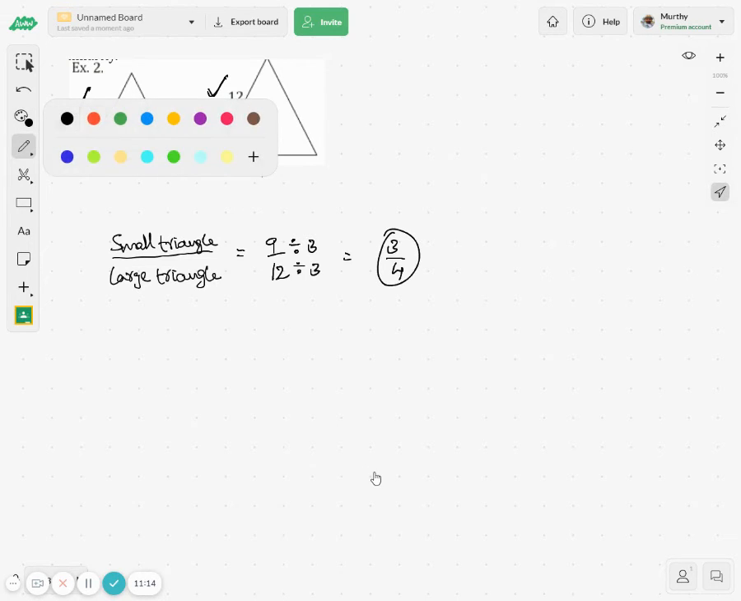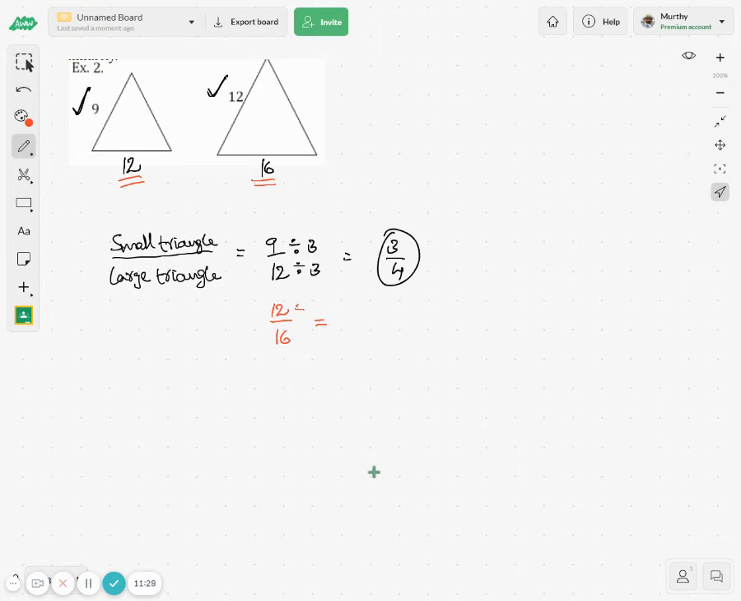If I take the other sides, that is 12 and 16, so 12 is one of the sides of the small triangle, and 16 is one of the sides of the large triangle. So I can divide both numerator and denominator by 4. So 12 divided by 4 gives me 3, 16 divided by 4, that gives me 4. So you see that the sides are always in the same ratio.